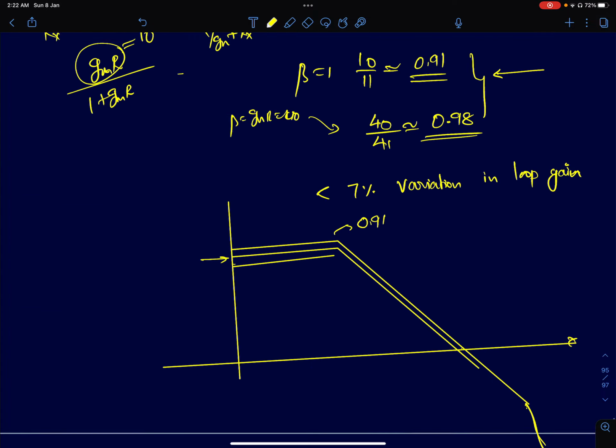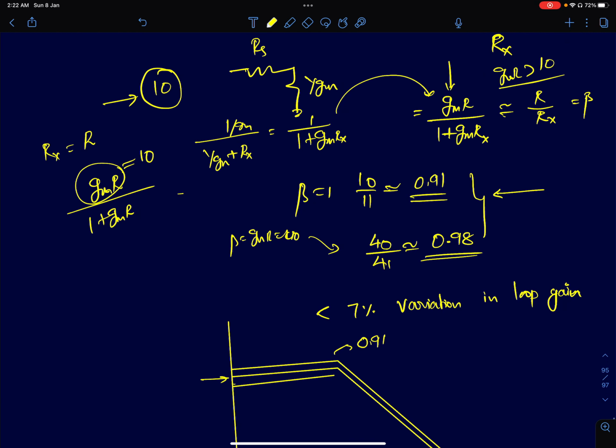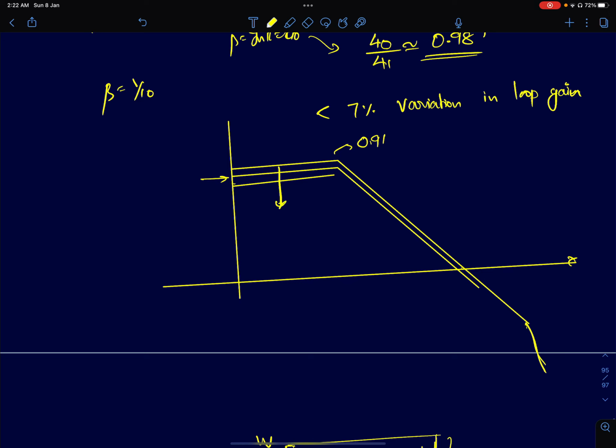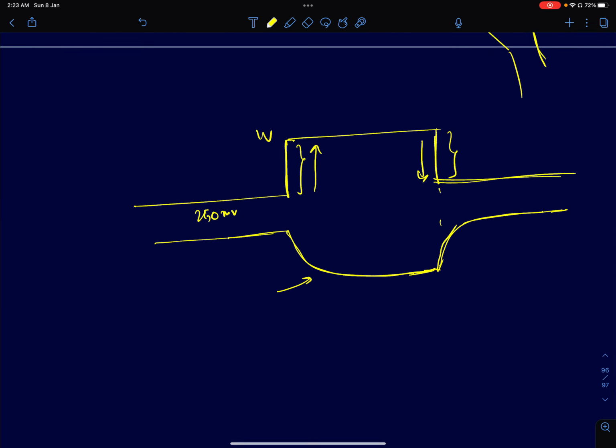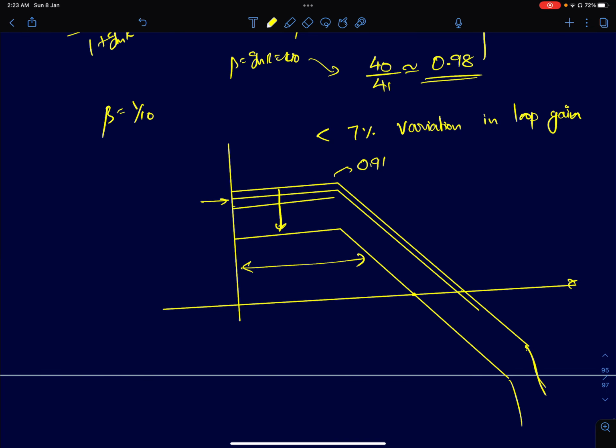I can also choose the value of Rx to be much greater than R and further stabilize it at the expense of UGB. I can further decrease the UGB. Let's assume Rx is 10 times R. Then beta will become 1 by 10. If beta becomes 1 by 10, then your graph will shift lower, and you will take a hit on the UGB further. UGB will decrease, but it will be much more stable. Your response will look like a second order because your time constant has increased and UGB has decreased. It's going to look much more symmetric and also much more stable.